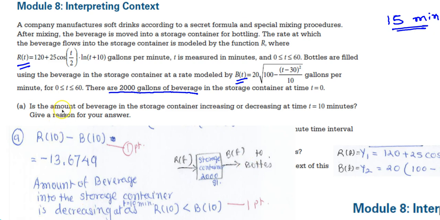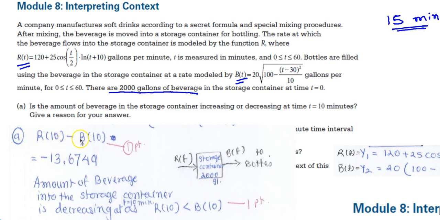Okay, read the first one. Is the amount of beverage in the storage container increasing or decreasing at t equals 10 minutes? You are already given a rate, so all you have to do is put R of 10 minus B of 10 in the calculator and check the answer. If it is negative, because the rate is negative, you can say that the amount is decreasing. So this is typically a two-point question. R of 10 minus B of 10, again, the rate coming in minus the rate going out. The difference is what's left.